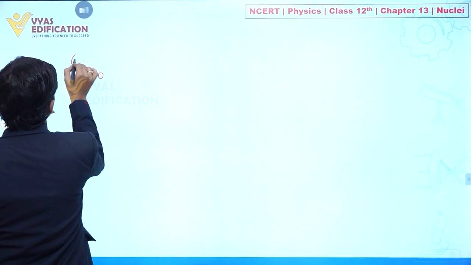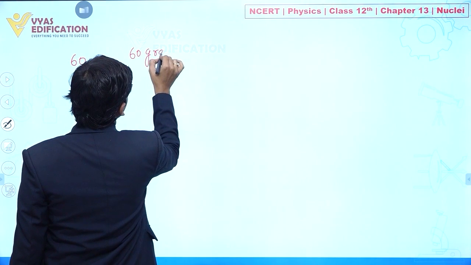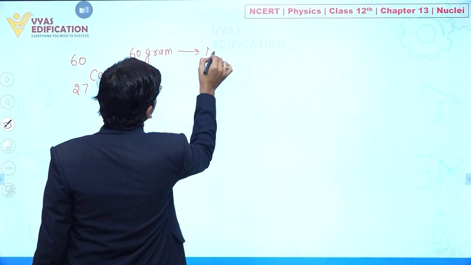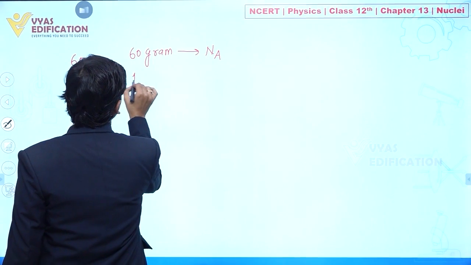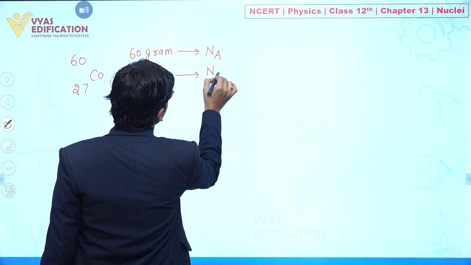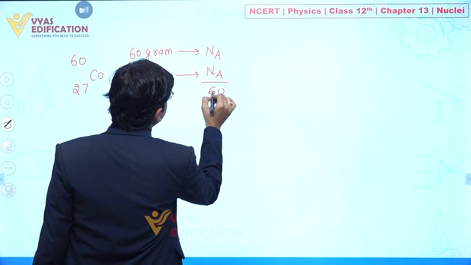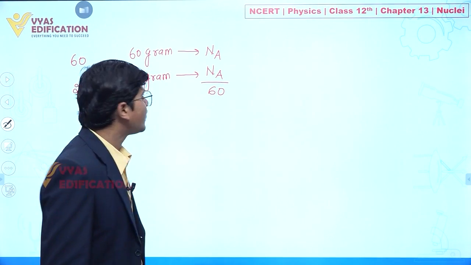If I am talking about 27 cobalt 60, directly you can say if I am talking about 60 gram, so in 60 gram we have a total of Avogadro number of atoms, because this is equal to 1 mole. So from that we can write 1 gram should be equal to Na divided by 60.